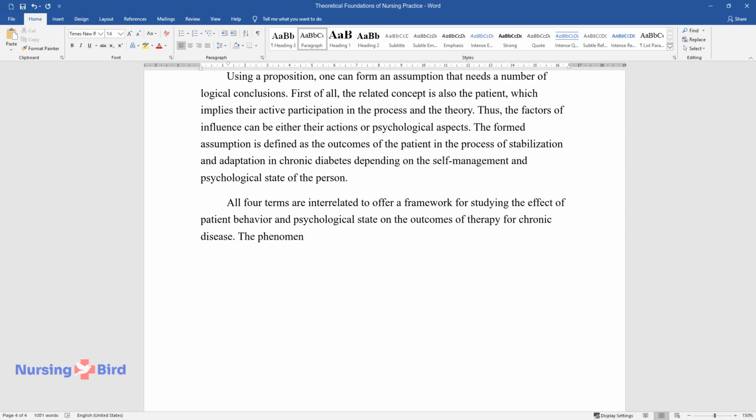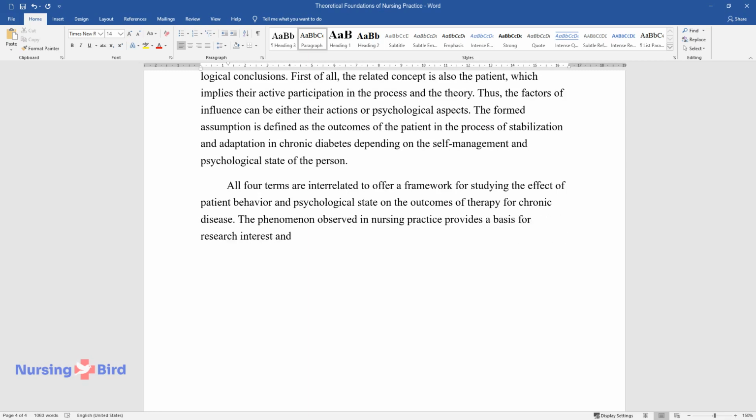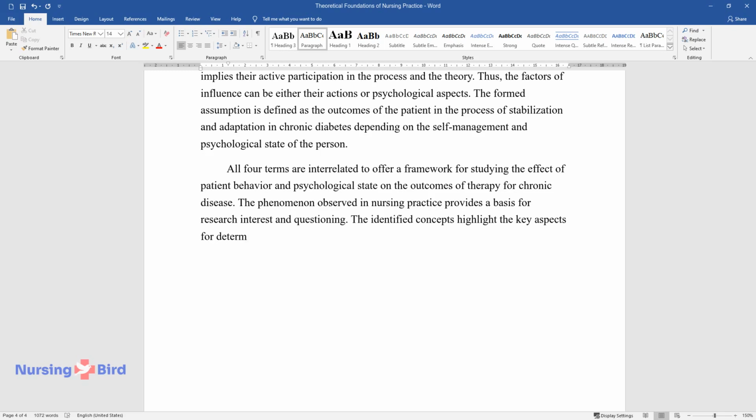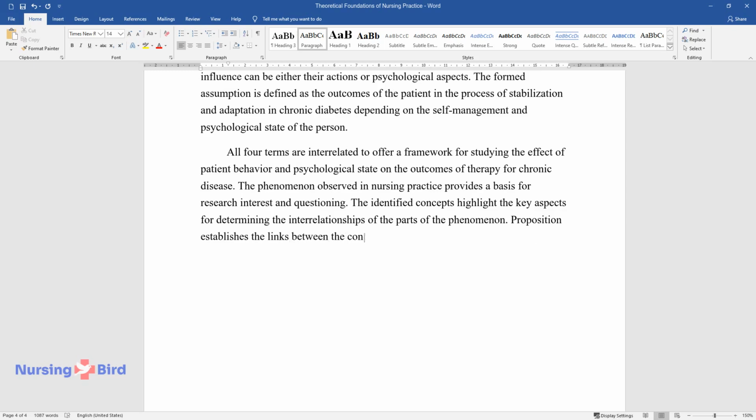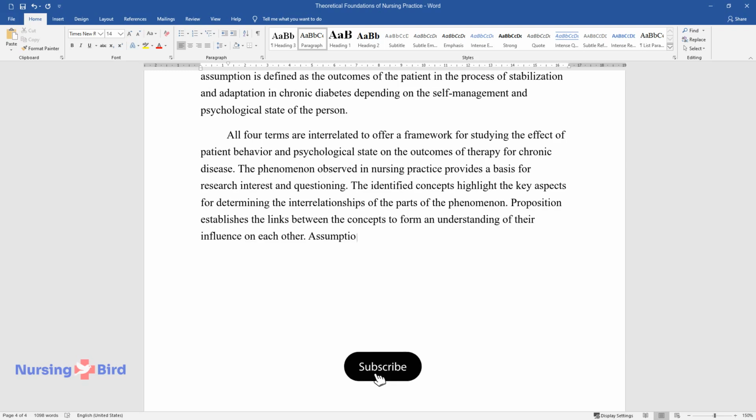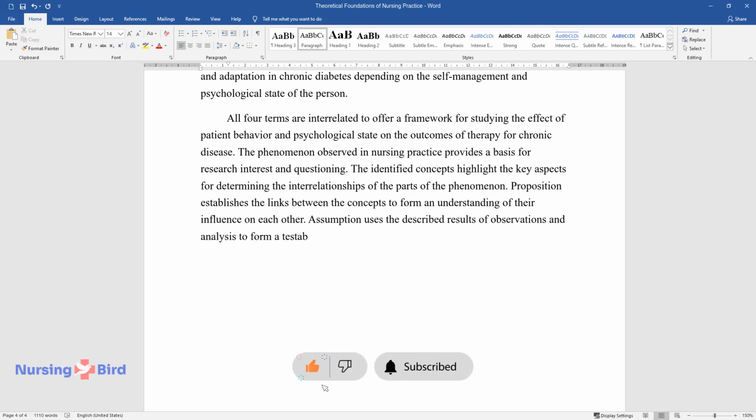The phenomenon observed in nursing practice provides a basis for research interest and questioning. The identified concepts highlight the key aspects for determining the interrelationships of the parts of the phenomenon. Proposition establishes the links between the concepts to form an understanding of their influence on each other. Assumption uses the described results of observations and analysis to form a testable theory that can become an object for experimental proof.